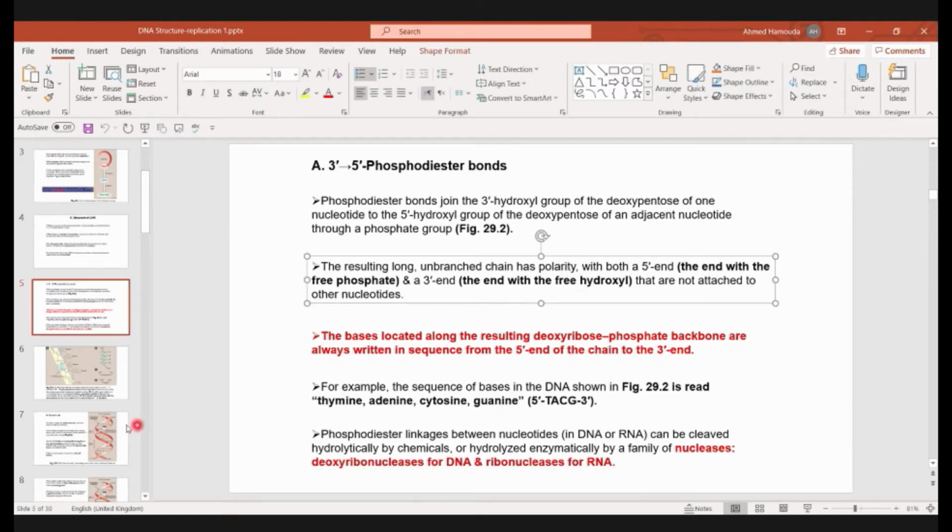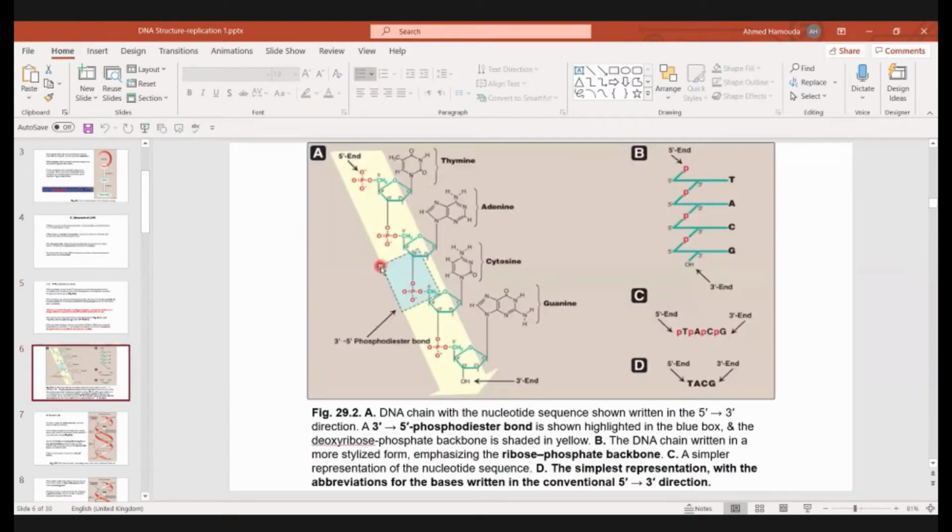So that's why you will have many. You see, this is, as I mentioned, one deoxyribonucleotide linked to another one, linked to another one, and they form a polymer of deoxyribonucleotides linked by phosphodiester bonds at the 3', 5'.